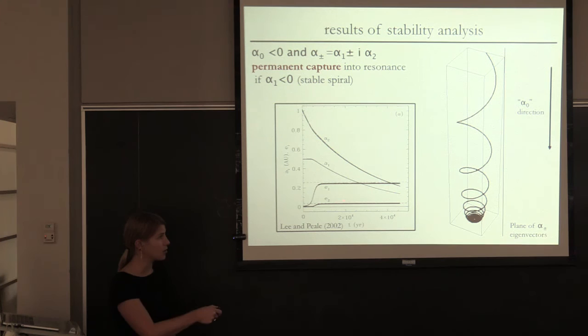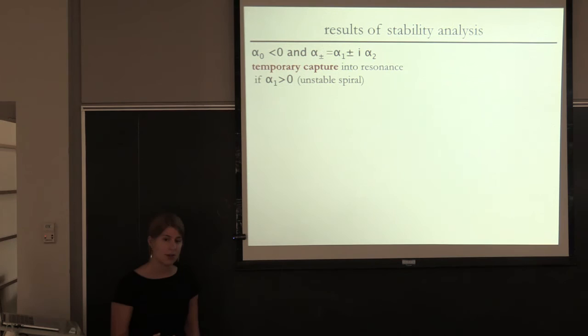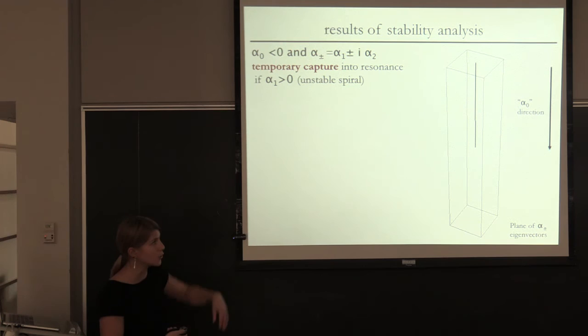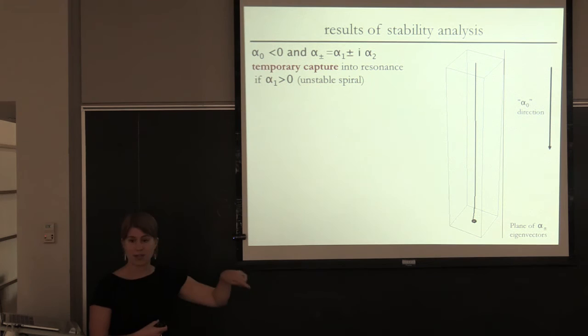In the opposite case, though, where you have a positive real part for that complex conjugate pair, then you have an unstable spiral. And so on that same sort of cartoon video, you'd end up with motion that looks like this, where now the spiral has an exponentially growing amplitude. And when we ran numerical simulations, that's exactly what we saw.